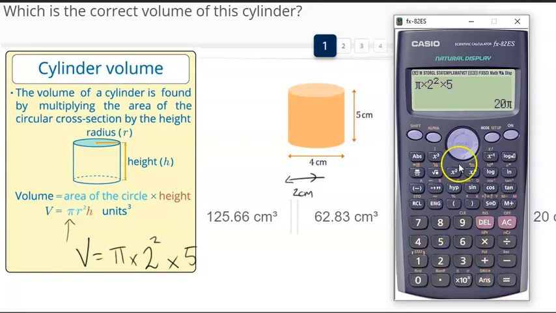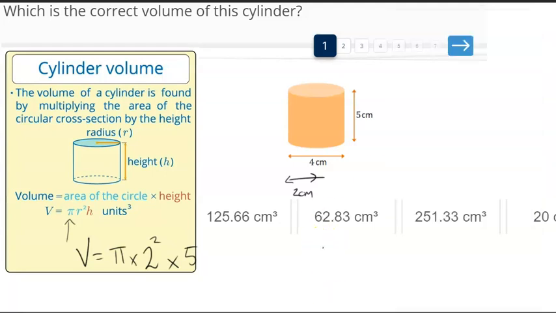When you get an answer, it will show you what this answer is in relation to pi. All it's done is 2 to the power of 2, so 2 squared, which is 4. 4 times 5 is 20, and it's just left it in terms of pi. We don't want this. We actually want the proper answer. So we're simply going to press the SD button over here, and this will change it into the decimal form. So this is 62.83.